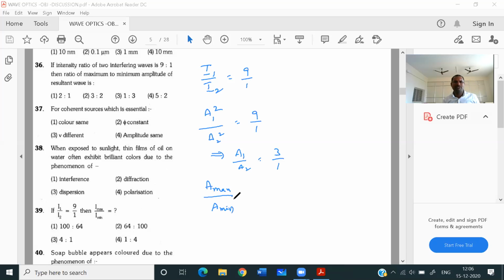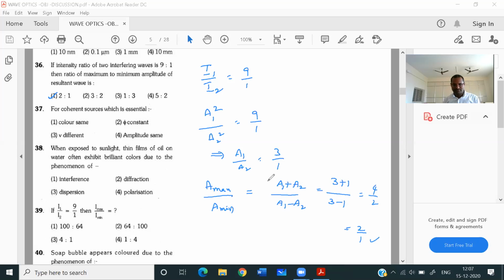Question number 36 it is. So maximum amplitude to minimum amplitude they are asking. Maximum amplitude is A1 plus A2. Minimum amplitude is A1 minus A2. So A1 plus A2 is 3 plus 1, A1 minus A2 is 3 minus 1. So 4/2, which is 2/1. Option 1.